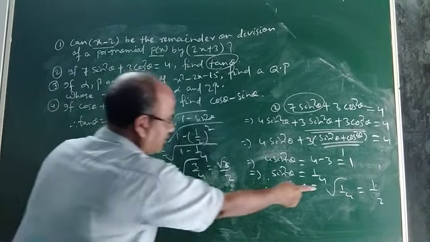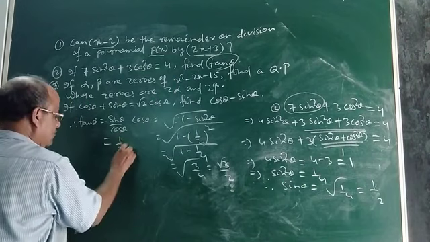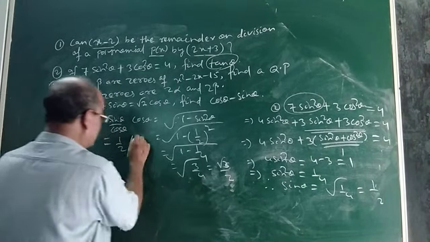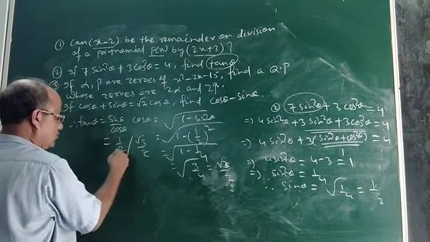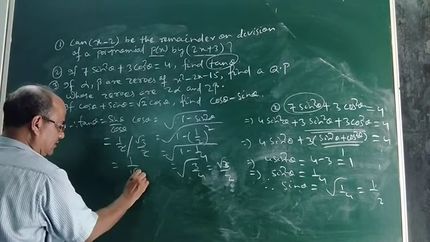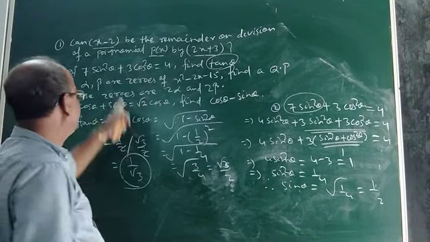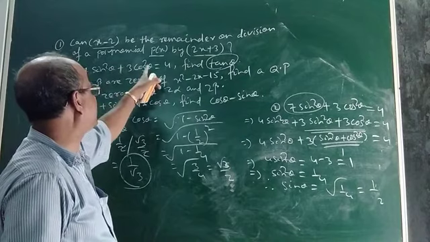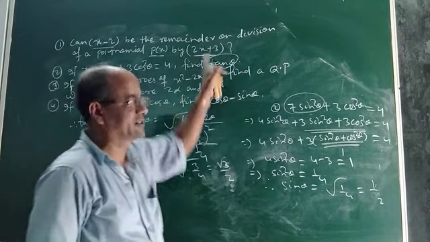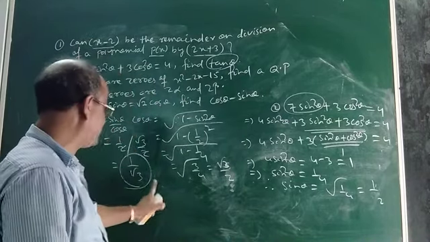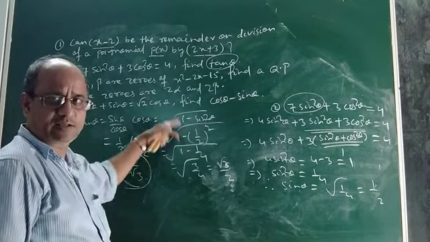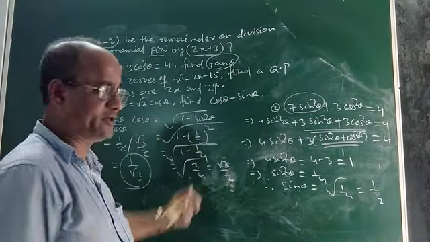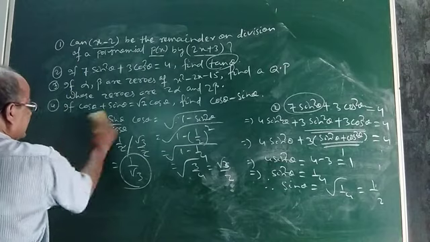Now what is the value of sin theta? It is 1 by 2. And what is the value of cos theta? It is root 3 by 2. So 2 cancel, it will be 1 by root 3. See. So if 7 sin square theta plus 3 cos square theta is 4, then the value of tan theta will be 1 by root 3. Okay. Children, I hope you understood the process. Now let us discuss another question.